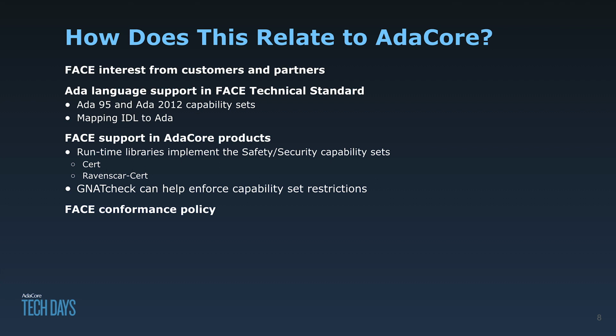Rob has a nice demo showing how GNATCheck can be used to actually enforce some of the restrictions that are in the safety and security capability set, because these are subsets that are required. If you want to conform at the application level, you have to make sure you don't use features outside that subset. GNATcheck can help you in that area. And then finally, there's a conformance policy.